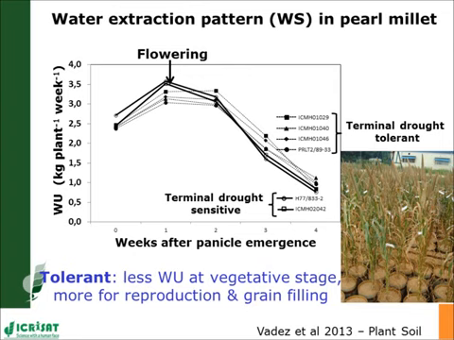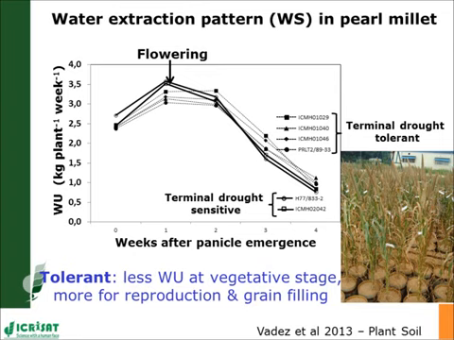The tolerant material tend to extract less, and then they are left with a bit more water later on. If you sum up all those data points, there's no differences in the total water extracted from the soil profile. It's again, like in the case of chickpeas, a difference in how the plant has managed a limited amount of water.